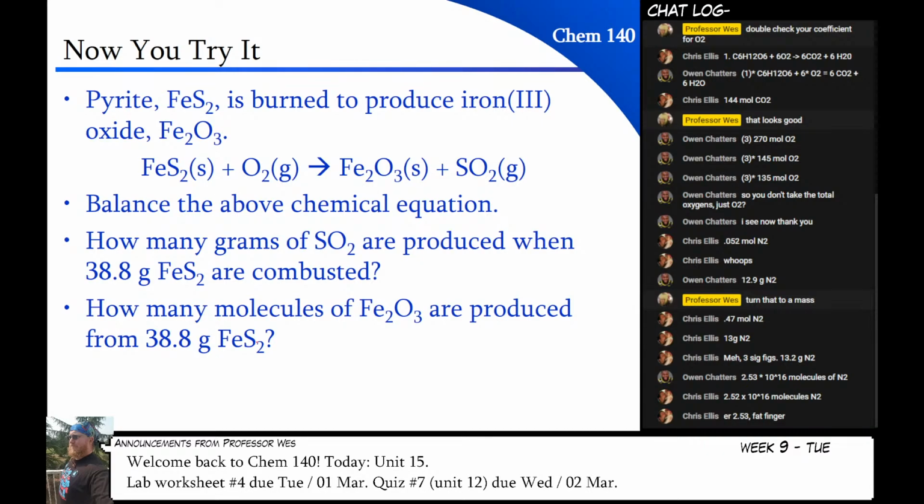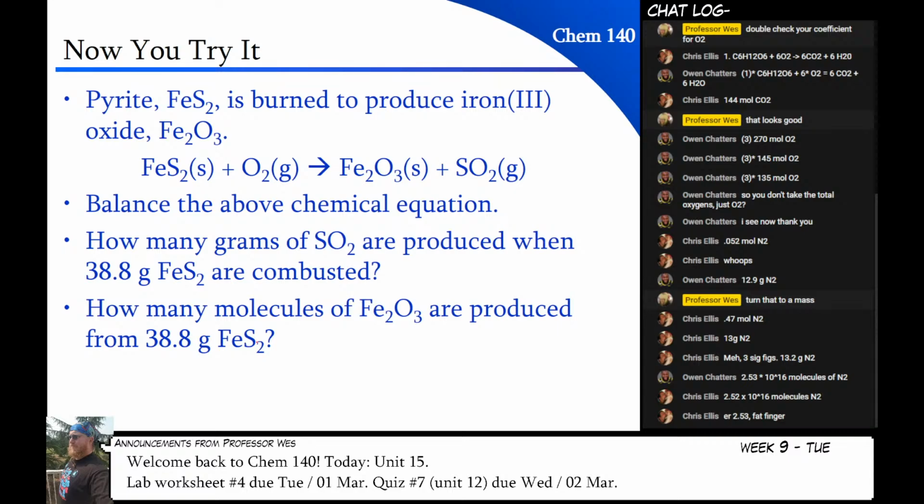Pyrite is a common iron ore that is found in the earth. And if you burn it in the presence of oxygen, you make SO2 and rust, or iron 3 oxide. So, what I want you to do is first balance the equation. And then if I combust 38.8 grams of iron 4 sulfide with oxygen, how many grams of sulfur do I make?